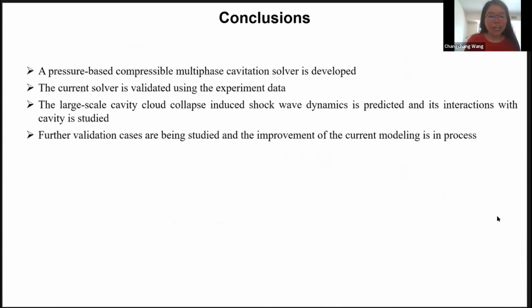Now let's make a conclusion. So firstly, a pressure-based compressible multi-phase cavitation solver is developed. The current solver is validated using the experimental data for both the NACA 66 multi-hydrofoil and the Clark-Y hydrofoil. In terms of cloud cavitation, both the shockwave-induced mechanism and the re-entrant jet-induced mechanism are captured, and also the large-scale cavity cloud collapse-induced shockwave dynamics is predicted, and its interaction with the cavity is studied.